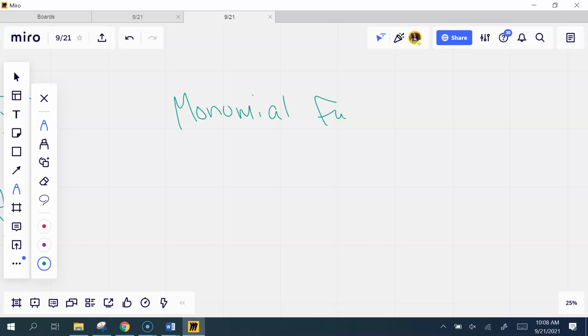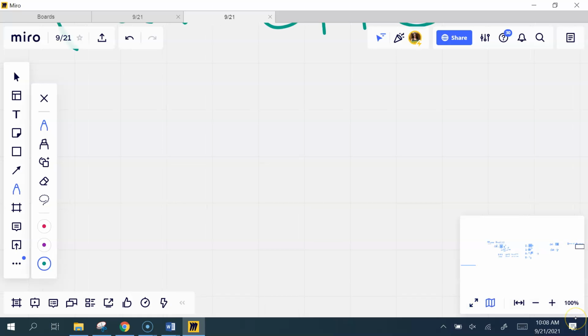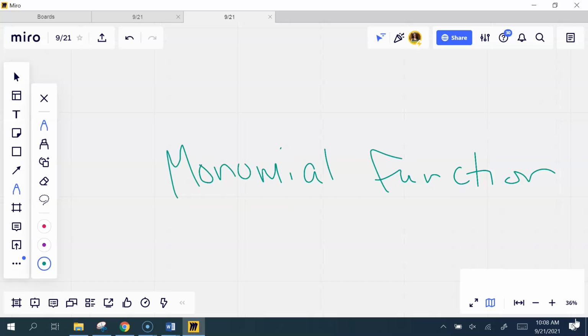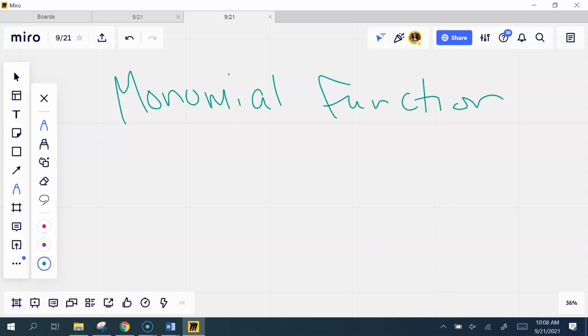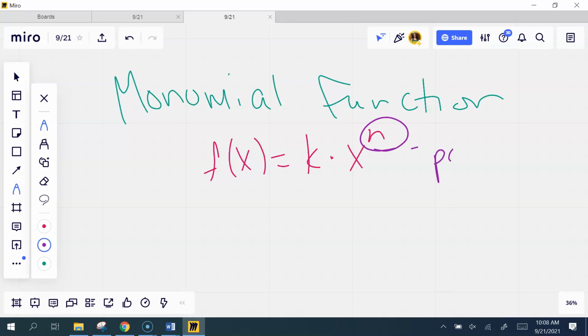What's a monomial function? This is where there seemed to be some confusion. Anybody? What has to happen for that to be a monomial function? A positive integer. So what does integer mean? Not a fraction. That's exactly a whole number, right? Can it be negative? Positive. Yes.